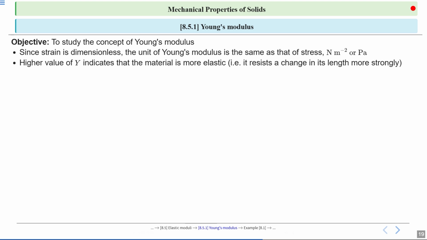A higher value of Young's modulus means the material is more elastic. In other words, it resists changes in its length more strongly when a force is applied. For example, steel has a much higher Young's modulus than rubber. So steel is much harder to stretch or compress compared to rubber.